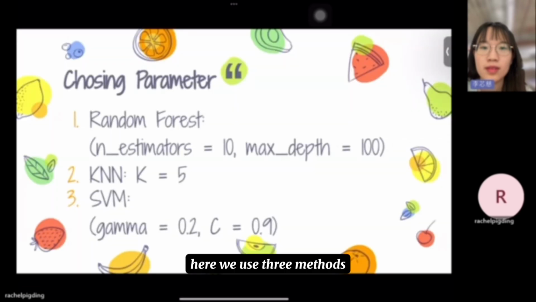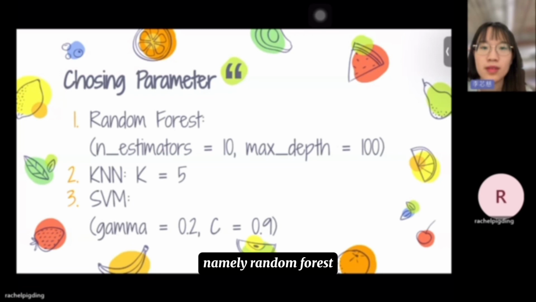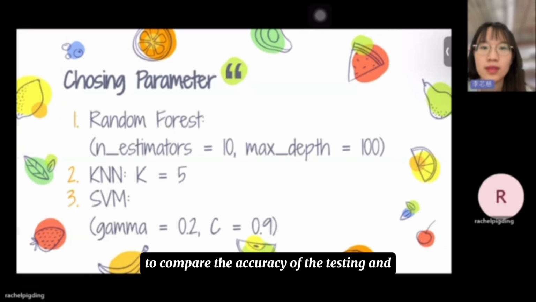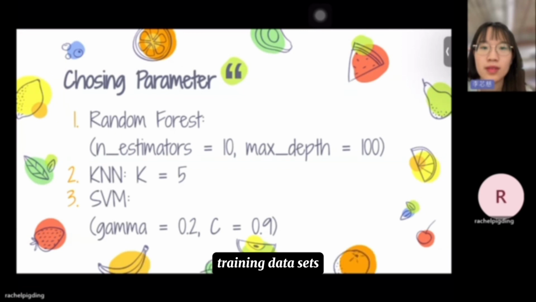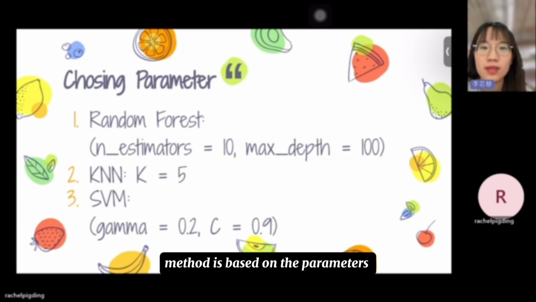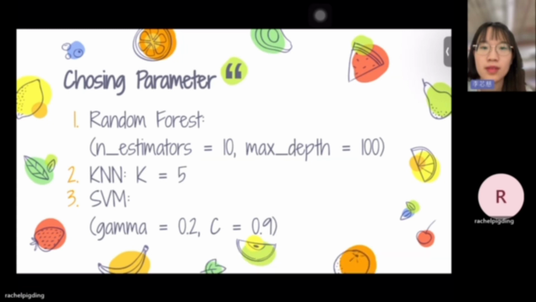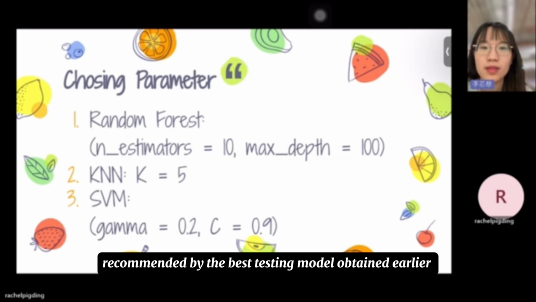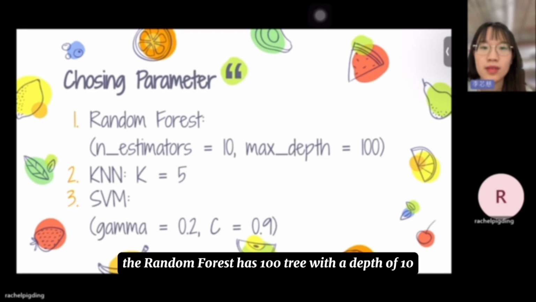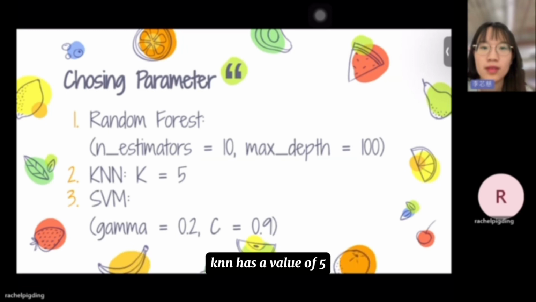Here, we use 3 methods, namely random forest, k-nearest neighbor, and support vector machine to compare the accuracy of the testing and training data sets. The parameter selection for the 3 methods is based on the parameters recommended by the best testing model obtained earlier. The random forest has 100 trees with a depth of 10. KNN has a k value of 5, and SVM has parameter C 0.2 and gamma 0.9.